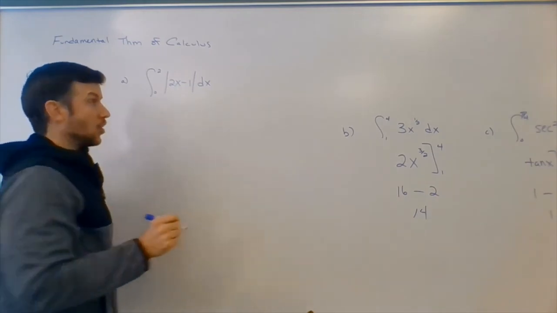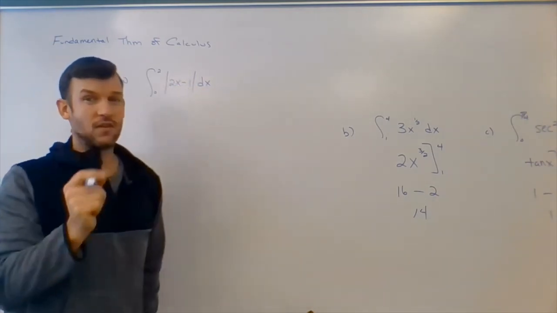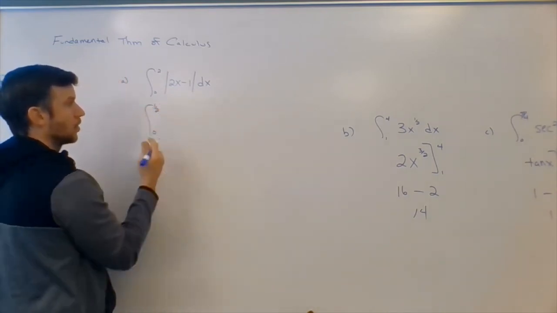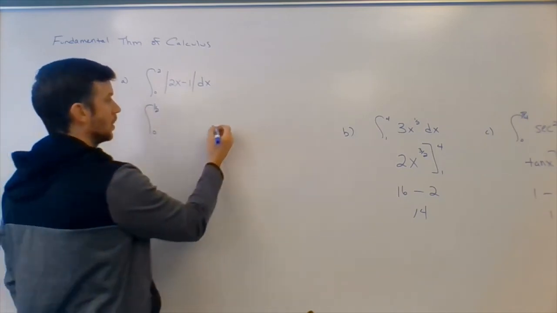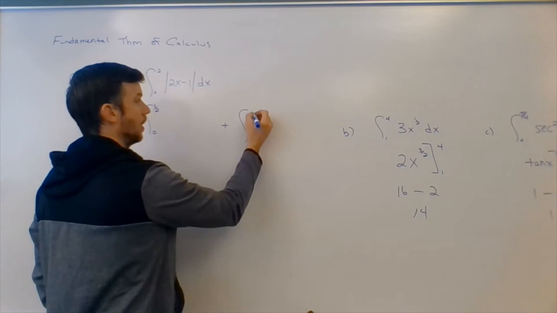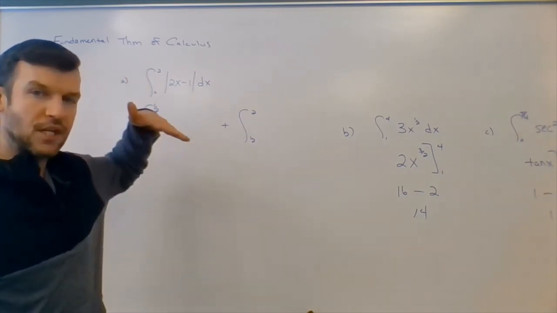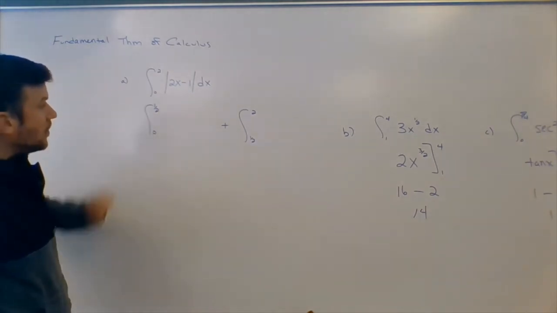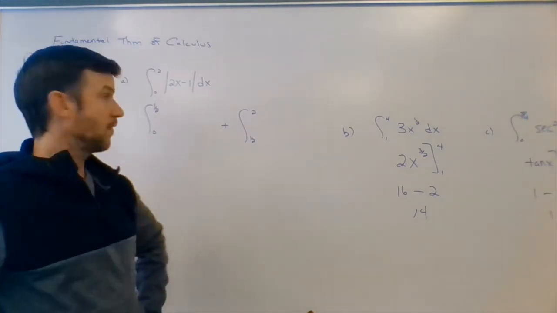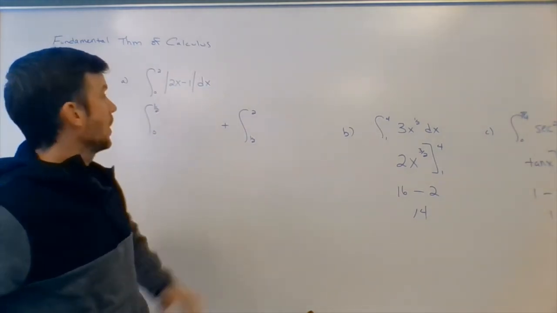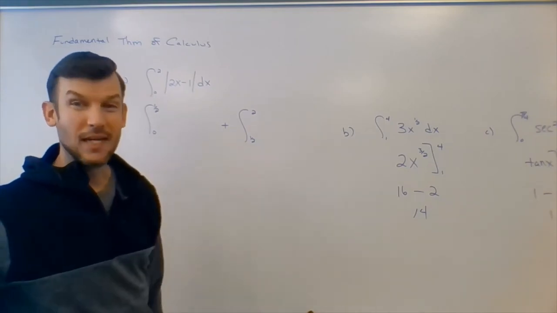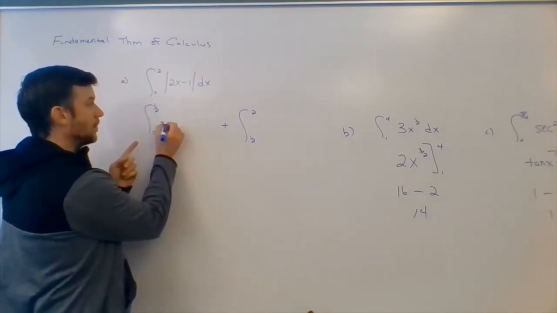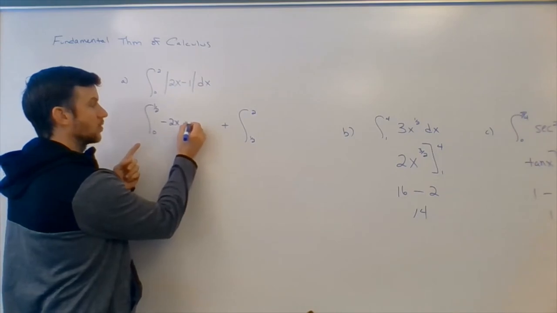Now I know that the vertex occurs when this absolute value is equal to 0, which is at 1/2. So I'm going to split this integral to go from 0 to 1/2 plus 1/2 to 2. I have to split it where that vertex is. That's when it changes from this line to this line. If I plug something between 0 and 1/2 into this function, like 1/4, 2 times 1/4 is 1/2, minus 1 is negative 1/2. I would have to do the opposite to get the correct answer there. So that helps me understand that I actually need to do the opposite of the 2x minus 1.